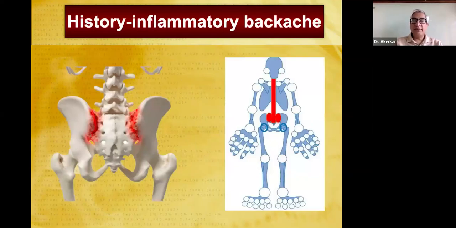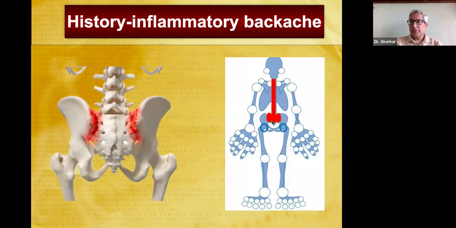So now let us understand, if somebody comes with backache, how do you know whether this backache is because of seronegative spondyloarthritis? How do you come to know? There are n number of backache patients coming to the clinic. So this backache is called inflammatory backache. Now, why is this called inflammatory backache? This backache is because of inflammation in the sacroiliac joints. In seronegative spondyloarthritis, there is inflammation in the sacroiliac joints and the vertebral joints. This inflammation causes cytokines to be pent up in this area, and that is what causes pain. So this is called inflammatory backache.